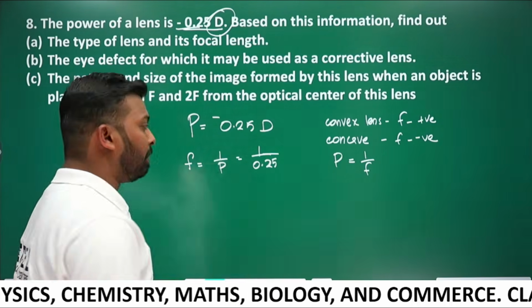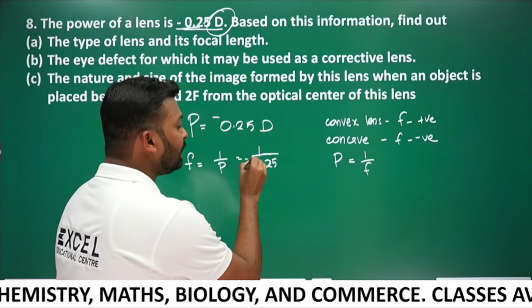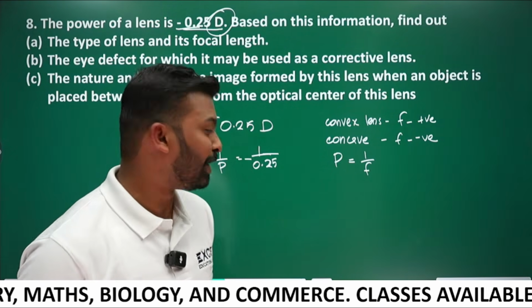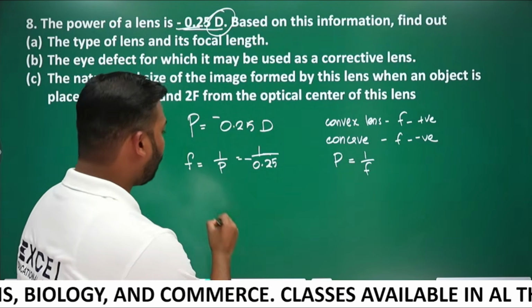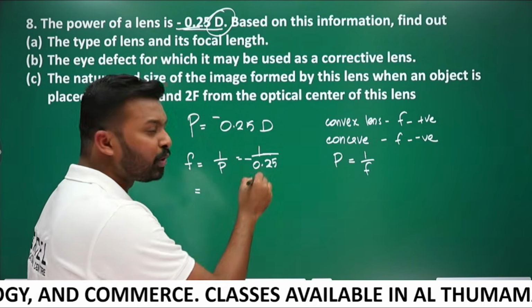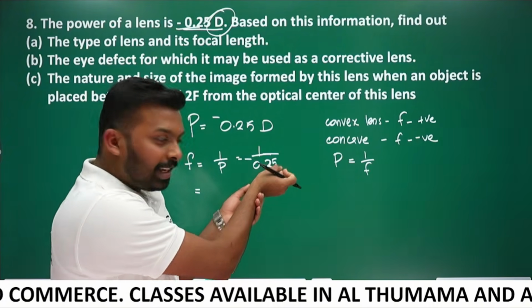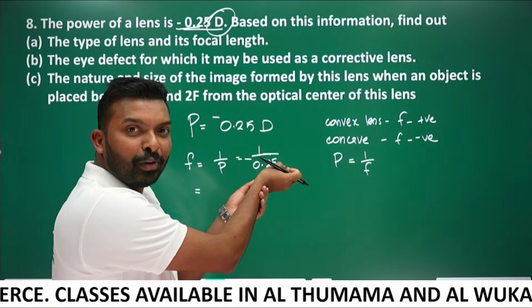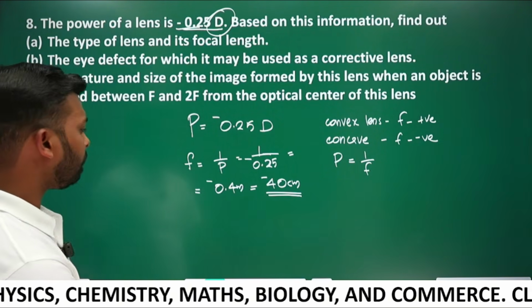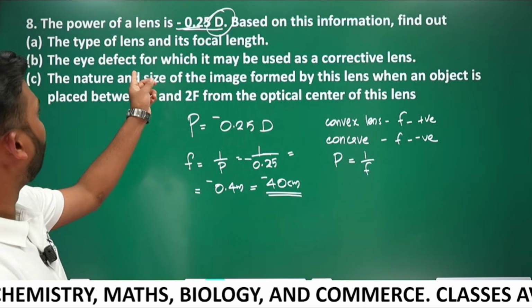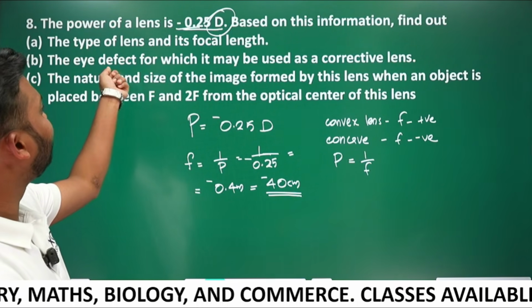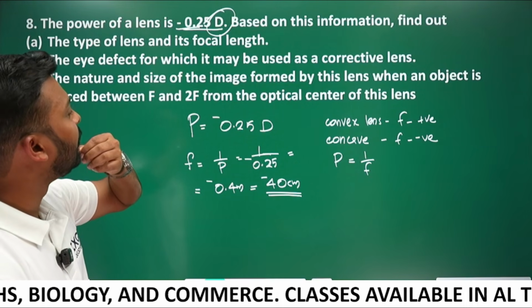Focal length is equal to 1 by P, which is equal to 1 by 0.25. Now what is 1 by 0.25? This is basically 4 times, isn't it? 0.25 into 4 is 1.